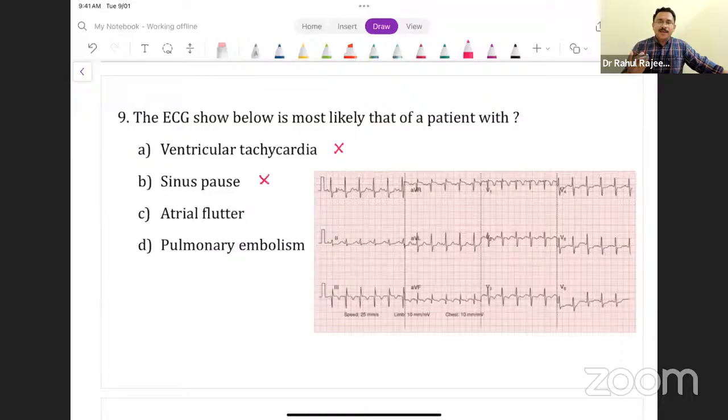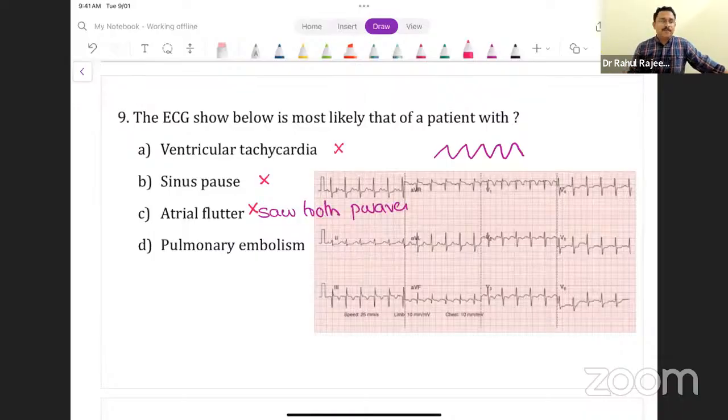What about atrial flutter? The signature ECG finding of atrial flutter is the presence of sawtooth P waves. You have to see some sort of sawtooth P waves to call it atrial flutter. And atrial flutter, as I have taught you in my lectures, is often associated with AV blocks as well. I am not seeing any sort of sawtooth P waves, so I'm eliminating this option as well.